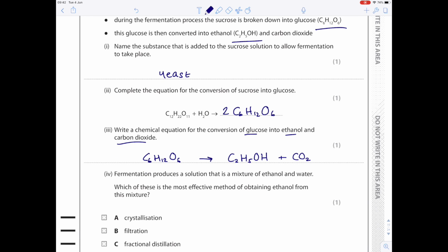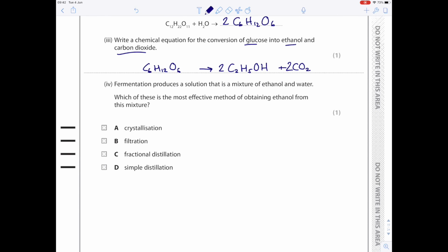Now we need to look and see if it's balanced. Okay, we've got 6 carbons on the left hand side and only 3 on the right hand side, so I'm going to put a 2 here and a 2 here and double check. So now I have 6 carbons. On the left hand side I have 12 hydrogens, on the right hand side I have 10, 11, 12, yeah, and then on the left hand side I've got 6 oxygens, and on the right hand side 6 oxygens.